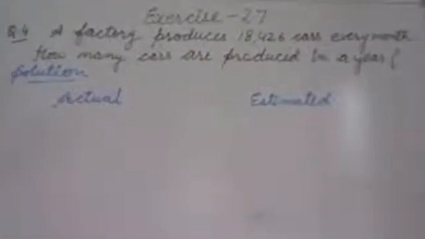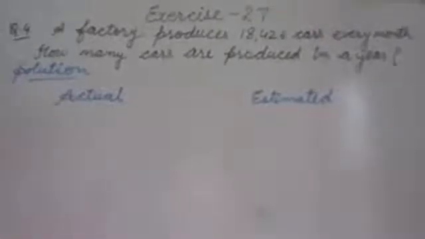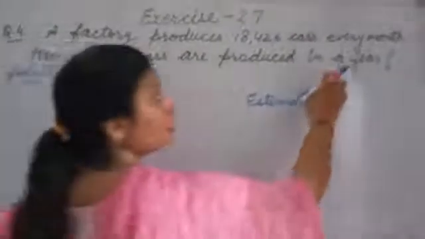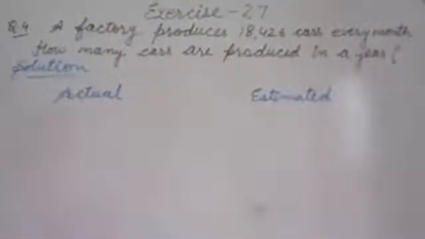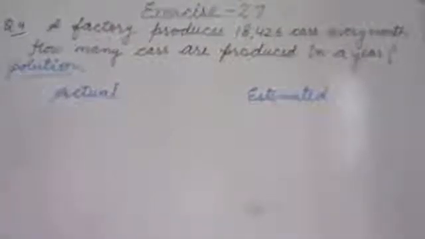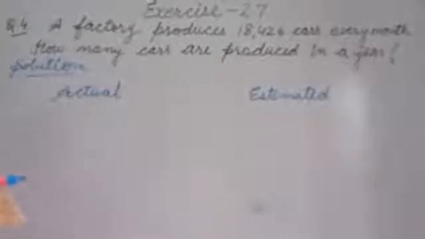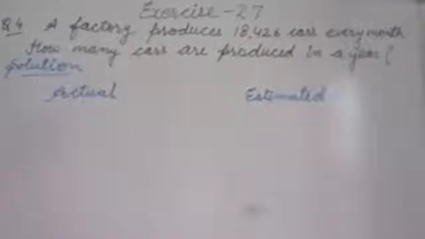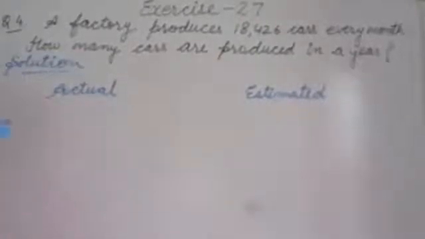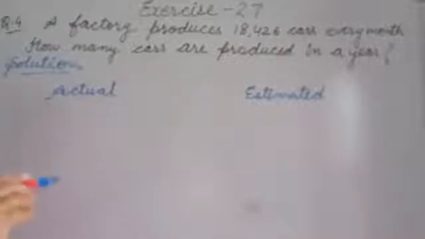So as we know, in 1 year there are 12 months. Because every month is given, we have to convert the year also into months. Now we know how many cars are produced in 1 month, and we have to find for 1 year, that is 12 months. So what will we do? We will multiply, because we know the value of 1 and we are finding more than 1. When we know the value of 1 and we are finding more than 1, in that condition we always multiply.